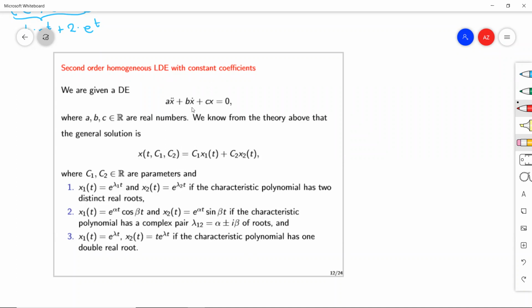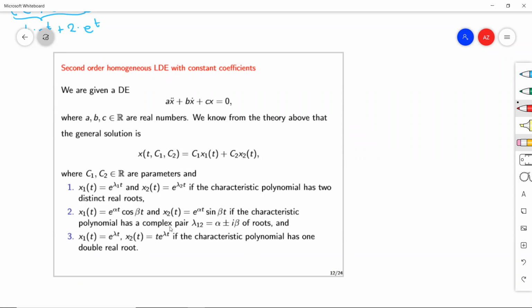It can either have conjugate roots, alpha plus i beta and alpha minus i beta. In this case, the solutions are e to alpha t cosine beta t and e to alpha t sine beta t. Or it can have one double root. In this case, the solutions are e to lambda t and t times e to lambda t.